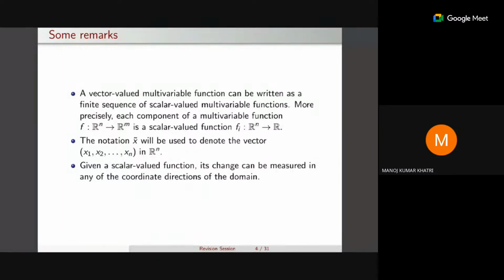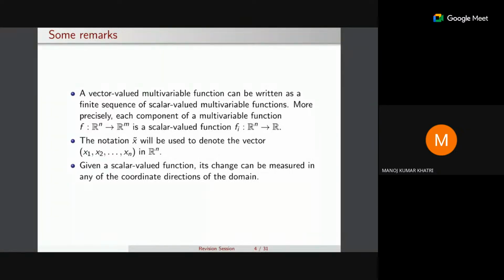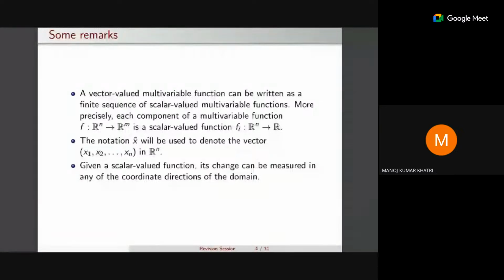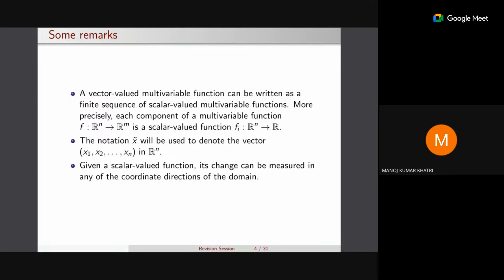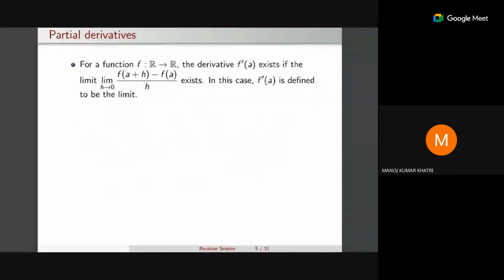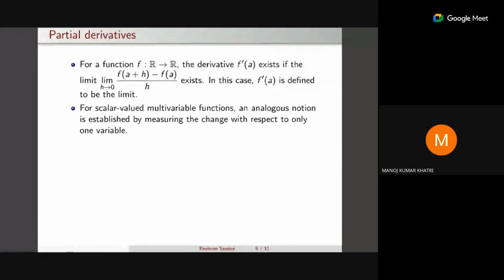But in the one variable case, you know that there was only one input and one output. So you can measure the rate of change of that one real number output with respect to that one real number input. But in multivariable, you can't do that because you have multiple inputs. Scalar valued multivariable functions also have multiple inputs. So to formulate a reasonable notion of derivative, we have initially what is known as the partial derivative, which we will now define.